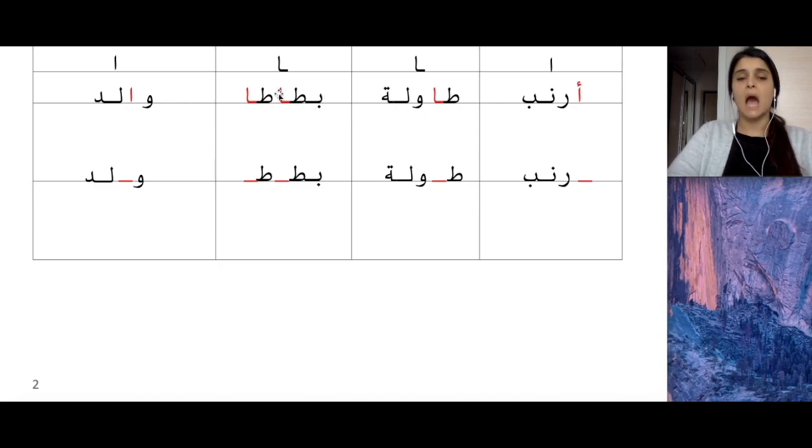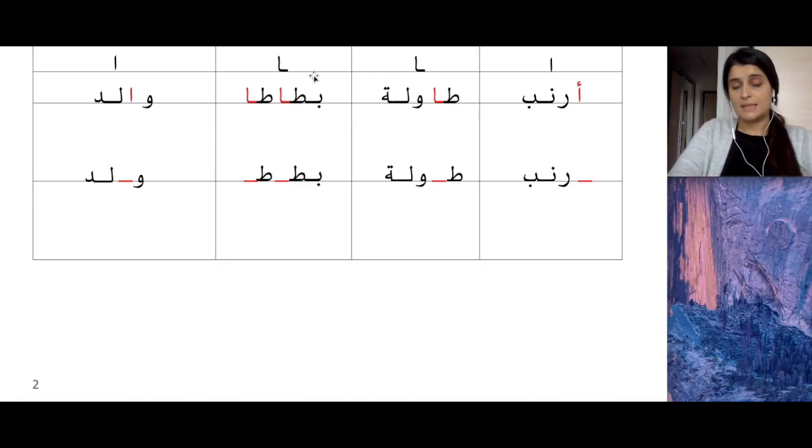And now let's see how we write letter Alif at the end of the word. Actually, we have two letter Alifs here, in the middle and at the end of the word. So let's read ba, ta, ta. Batata means potato. Actually, it looks like the English word potato, batata.